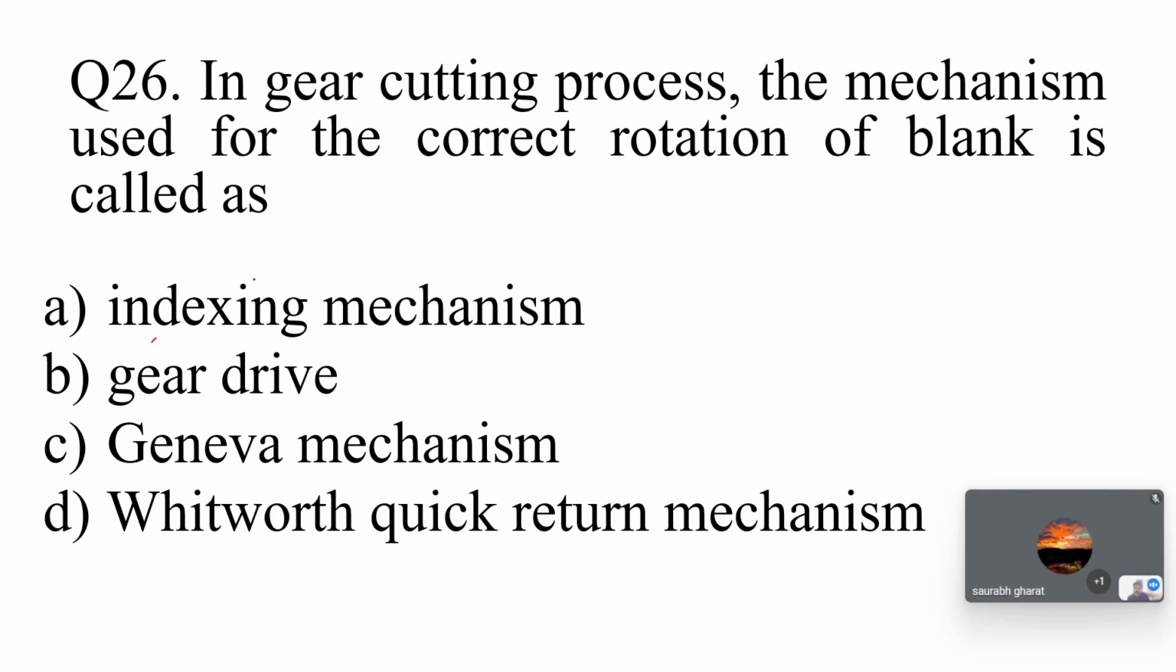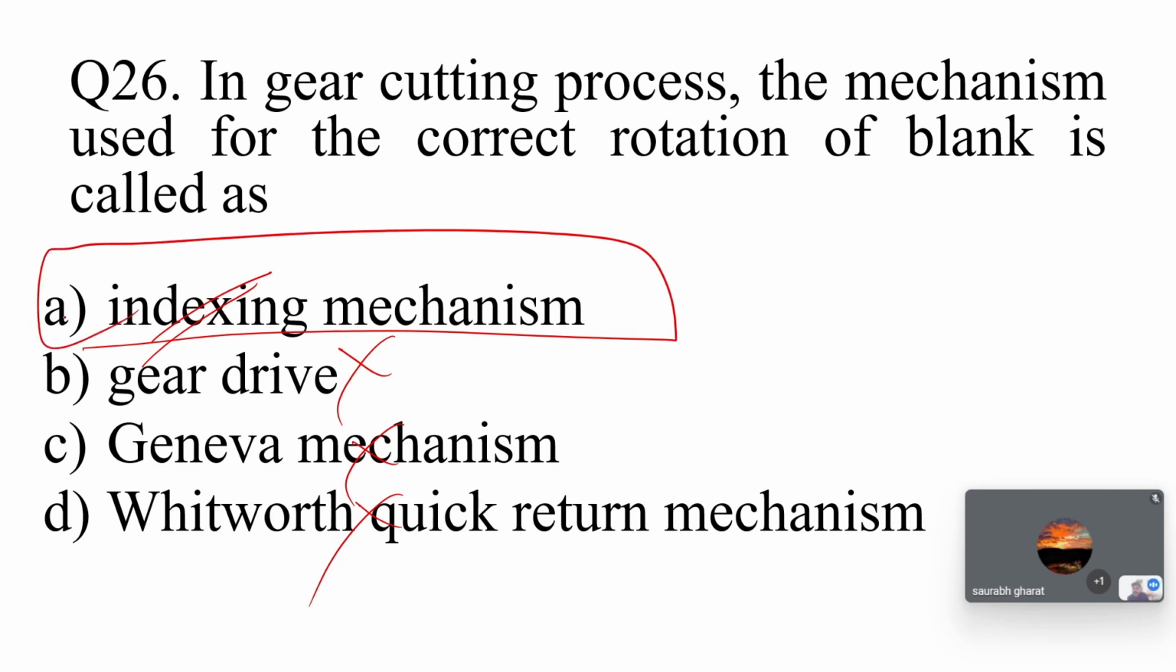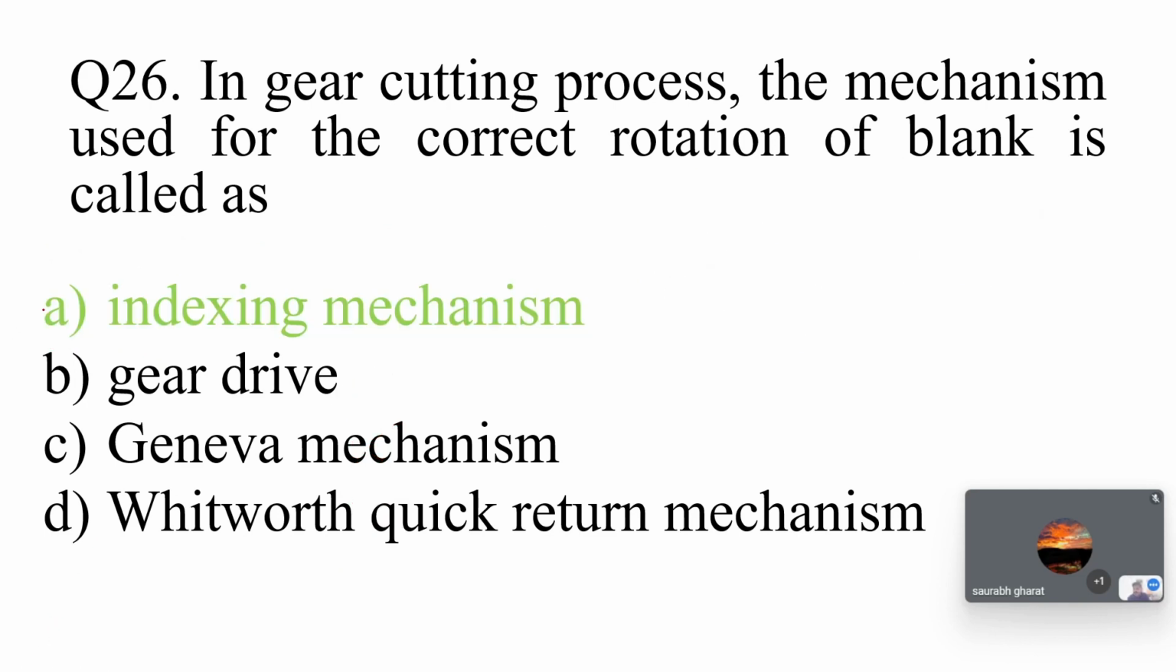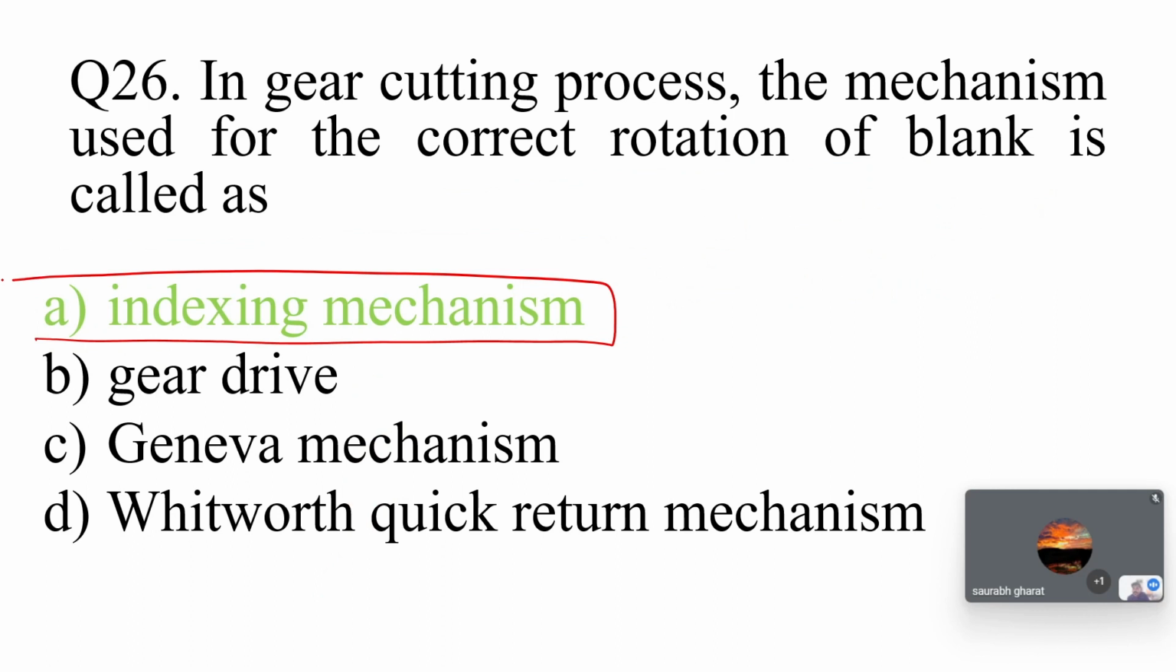The index mechanism is the correct answer. For correct rotation of a blank in gear cutting, we are not using a gear drive. We only use the indexing mechanism, for correct rotation of the blank to get the correct gear profile. For that correct gear profile, we need the indexing mechanism, for proper rotation. So your indexing mechanism is the correct answer.